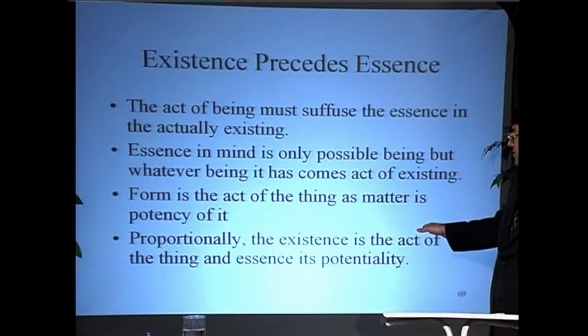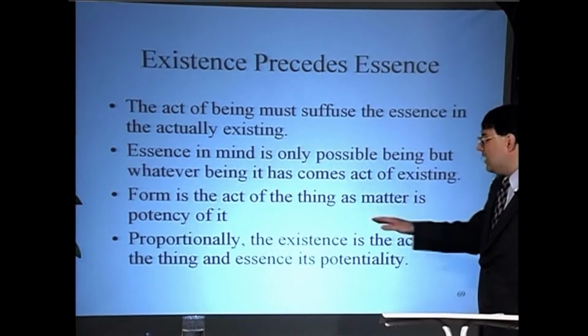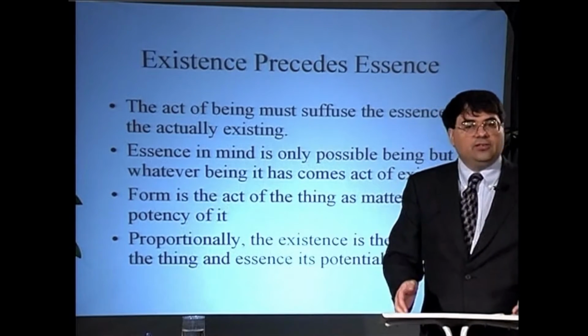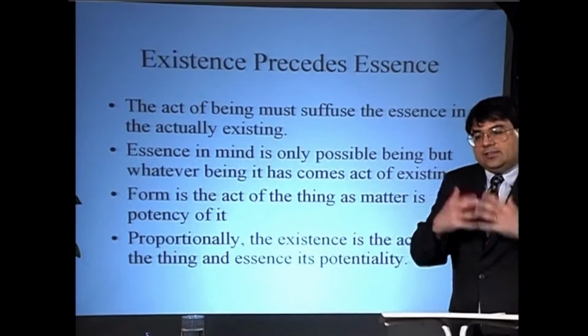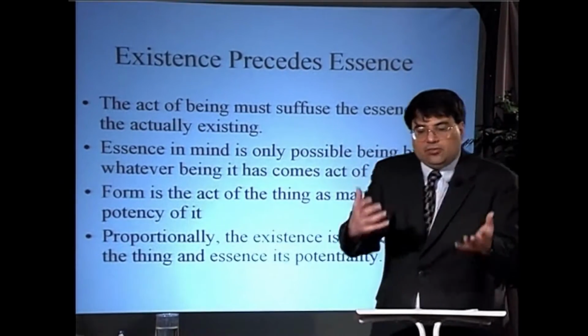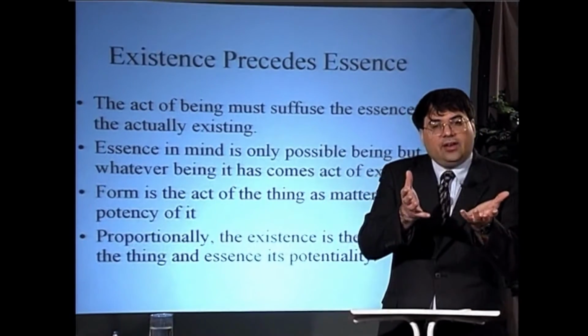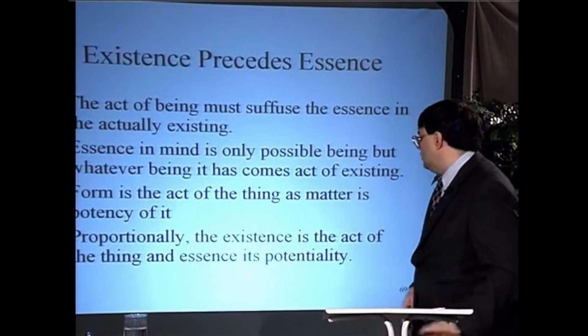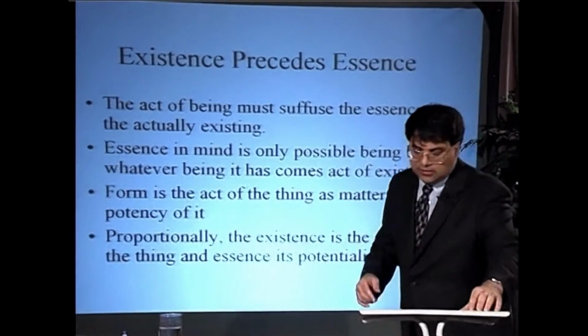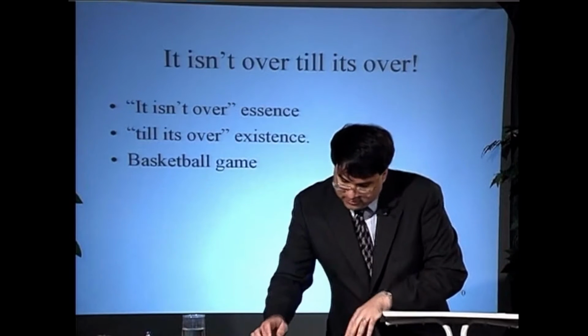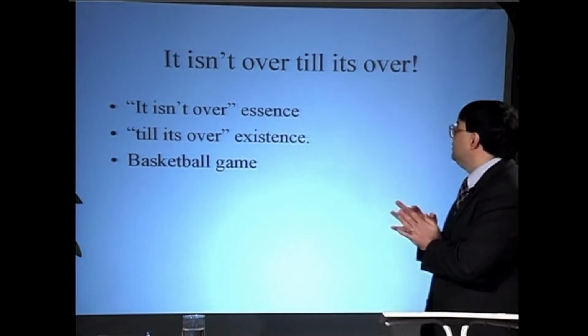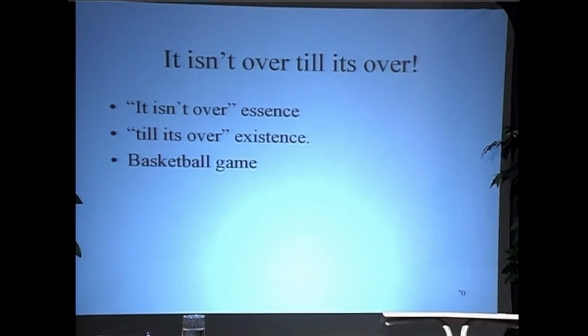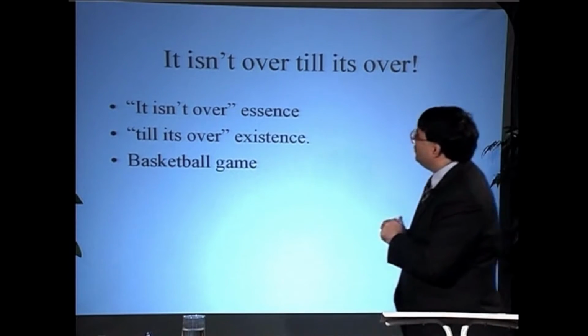Proportionally speaking, the existence of the thing is the act of the thing, and essence is its potentiality. The essence in your mind is just a potential being. Something has to give it an actual existence. So existence precedes essence. A way to see this is by one of Yogi Berra's many famed statements: it isn't over till it's over.